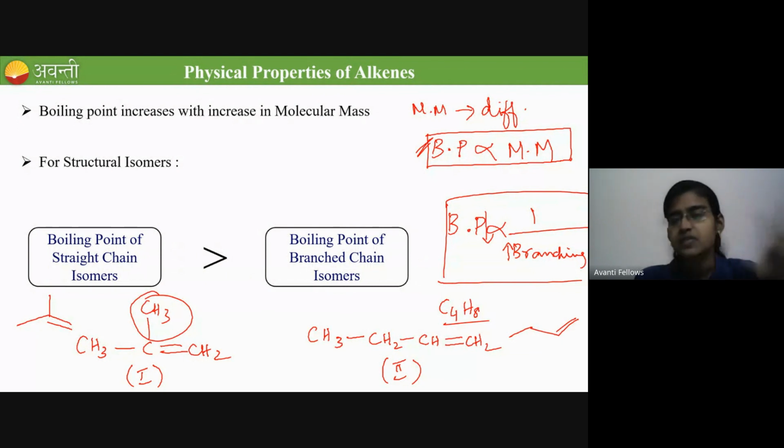In all these physical properties, the most important property that you have to keep in mind is boiling point, these two relations, and the solubility. So these two are very, very important. Now I will move on to the chemical properties of alkenes.